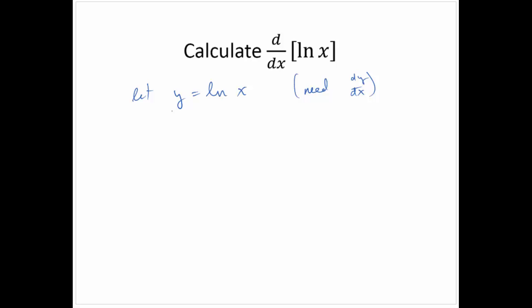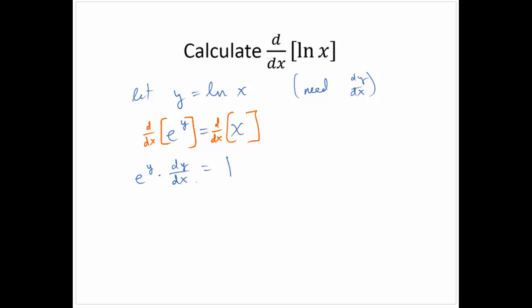If y is equal to the natural log of x, then by definition, e to the y is equal to x. Now, I'll apply the differential to both sides. d by dx of e to the y would be d by dx of x. Now, d by dx of e to the y would be e to the y times dy dx. d by dx of x is 1.